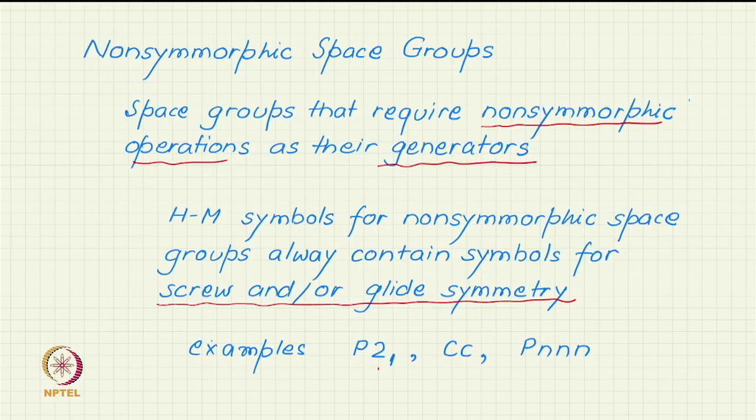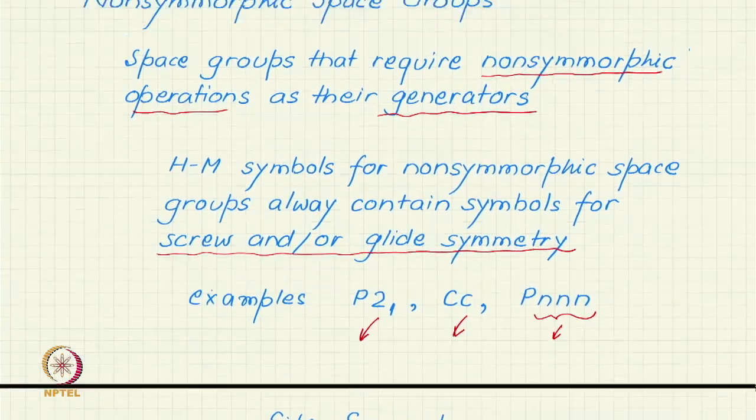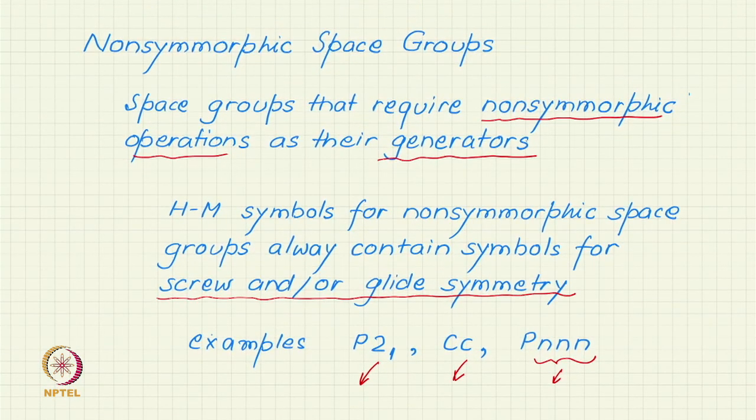If you see a screw axis in the space group symbol, in the HM symbol, then it is non-symmorphic. So, here there is a 2-1 screw. So, non-symmorphic, a c glide non-symmorphic, n n n non-symmorphic. So, these are non-symmorphic operators which are required as generators.